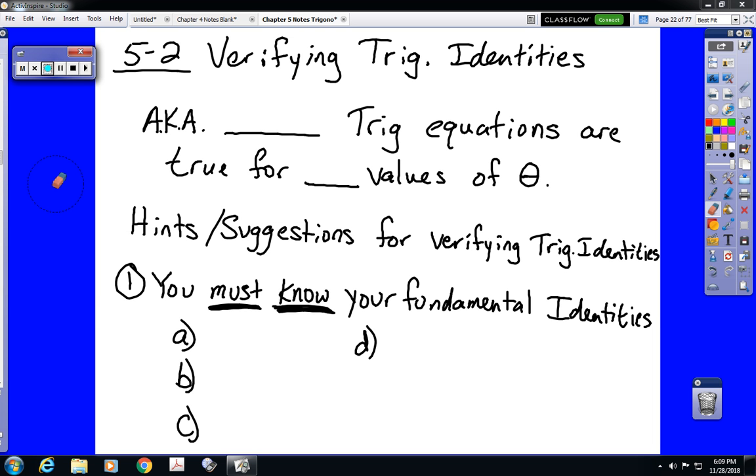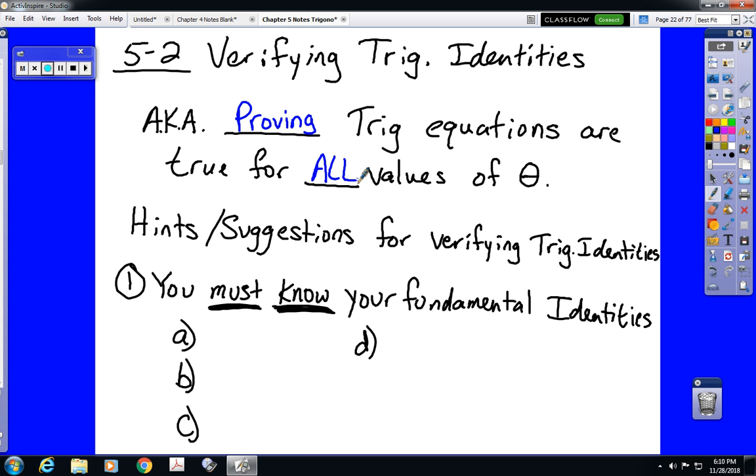This is the first lesson I've recorded for trigonometry, so hopefully this will go well. It is over verifying trigonometric identities. Now we've spent a fair amount of time so far this year talking about trig identities, but we have not verified any to this point. When we verify a trig identity, it's also known as proving, I know you all love that word from geometry. Trigonometric equations are true for all values of theta.